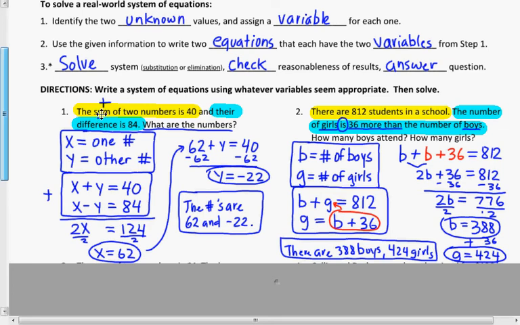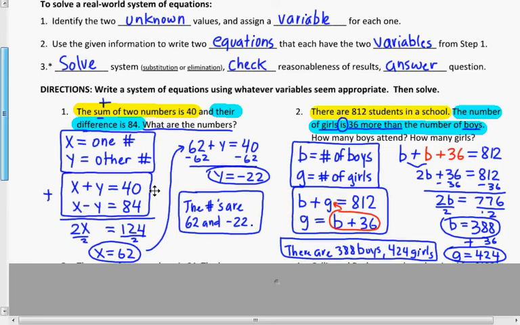Well, the word sum means addition, and "is" is a code word for equals. So X plus Y equals 40. And their difference is 84. That means take X minus Y, and it will equal 84. So those are my two equations for my system. And I'm boxing those because I'll be looking for those. I want to be able to find those on your paper.